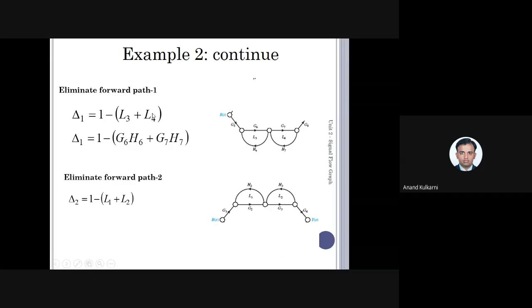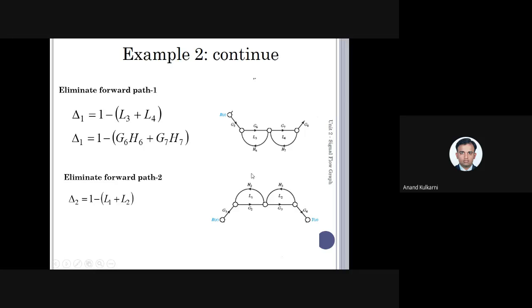Since L3 and L4 are not touching, delta 1 is equal to 1 minus the loop gains of those loops which are not touching that forward path. So that is what is shown here. If I consider forward path number 1, loop number 3 and loop number 4 are those 2 loops which are not touching the forward path, or not lying on that forward path. So delta 1 will be equal to 1 minus the summation of the loop gains of those loops which are not touching that path. That is what is written here, L3 plus L4.